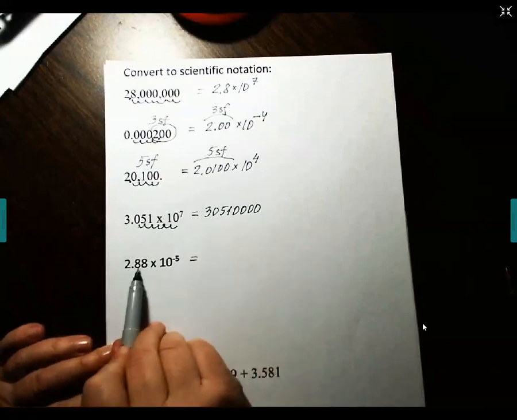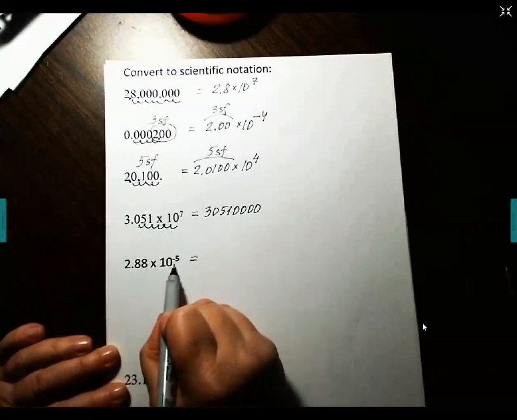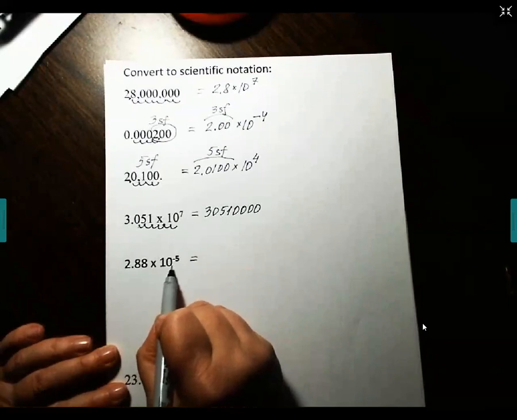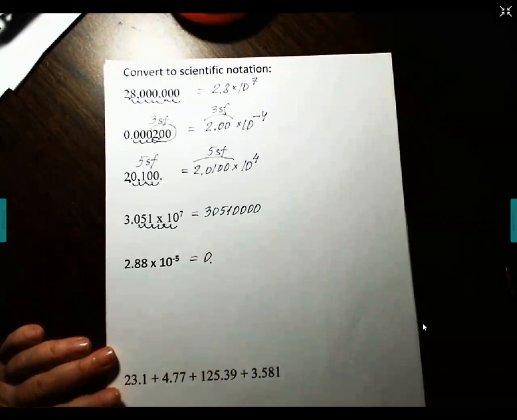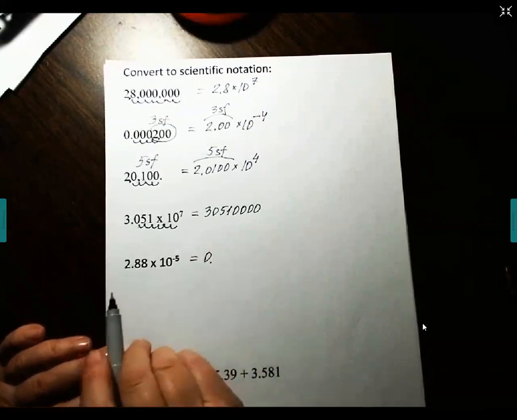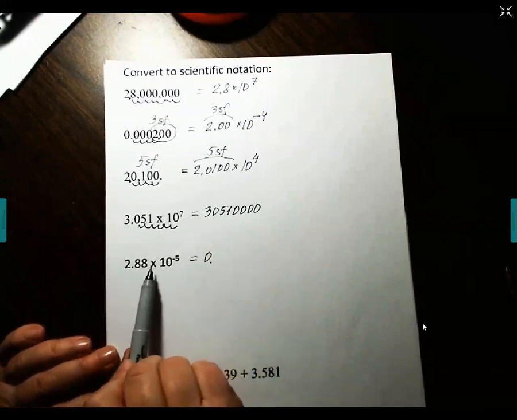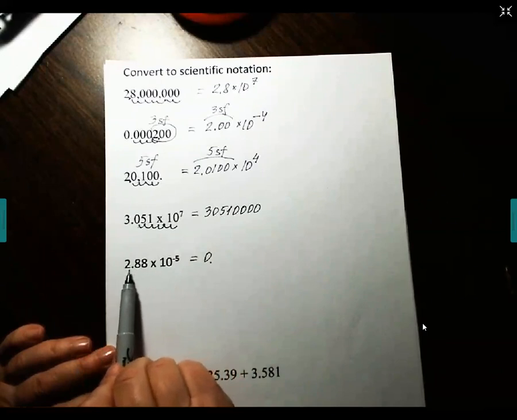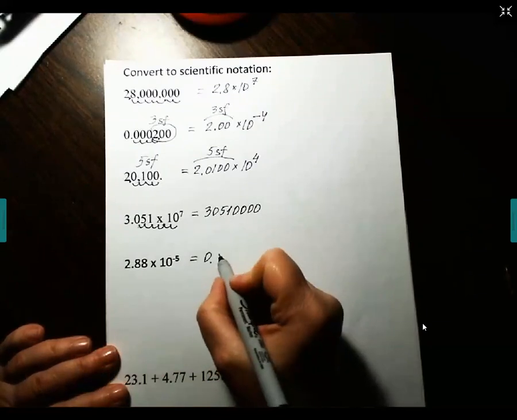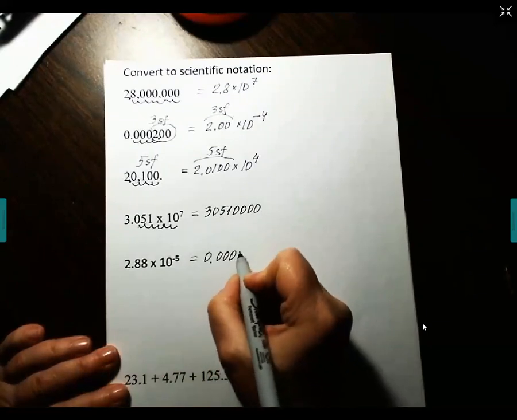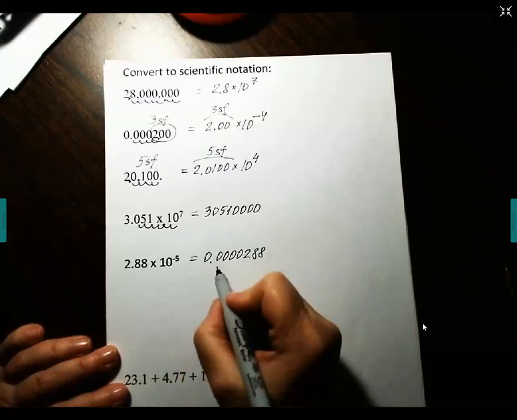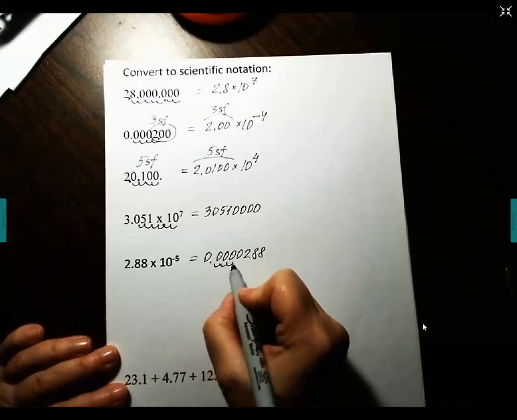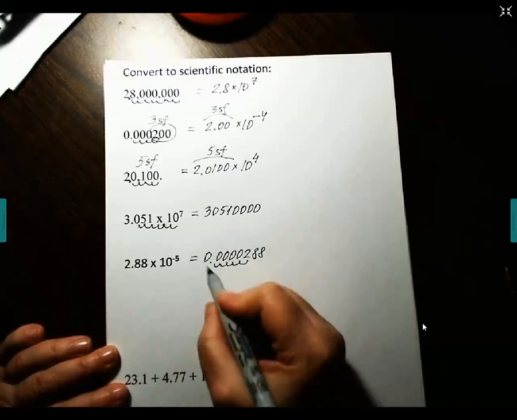For this one, the same moment we see this is a negative exponent, we should start this number from 0. And we should have 5 decimal places, including these 2 after 0. So we need to add 4 zeros and then 288. Now let's check. 1, 2, 3, 4, 5. Correct.